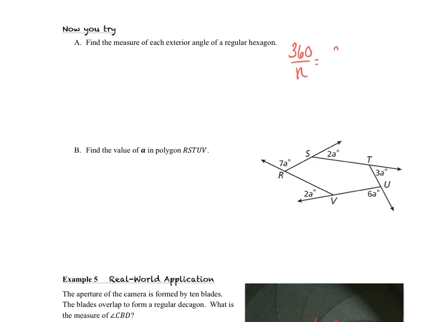Okay, for the now you try, find the measure of each exterior angle of a regular hexagon. That's going to be 360 divided by n, which is 360 divided by 6, which is 60 degrees. Find the value of a in the polygon. So all of these add up to 360 since they're all exterior. So 7a plus 2a plus 2a plus 3a plus 6a is equal to 360 degrees. So 7, 9, 11, 14, 20a is equal to 360 degrees, divided by 20, and so a is 18.